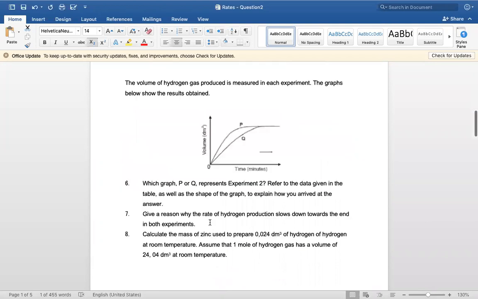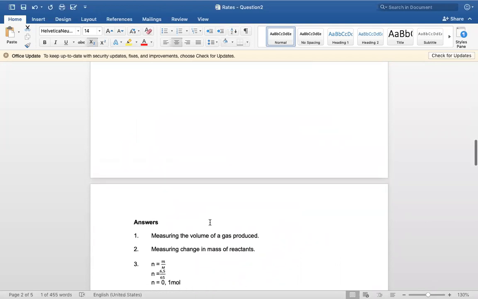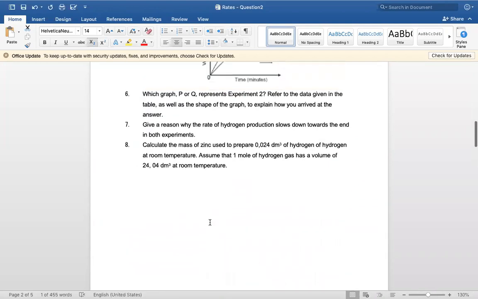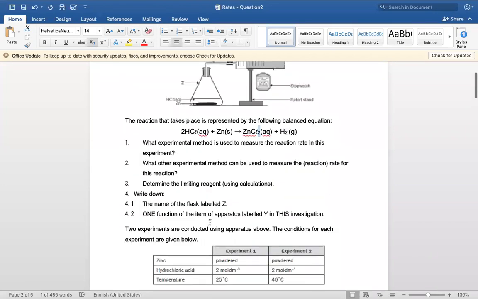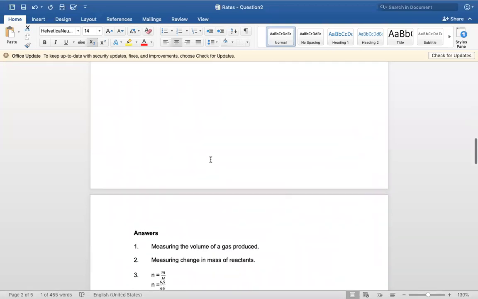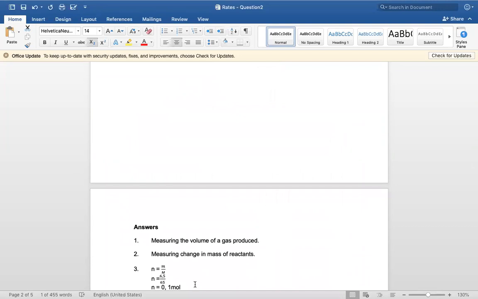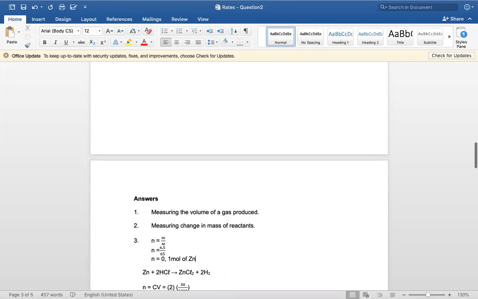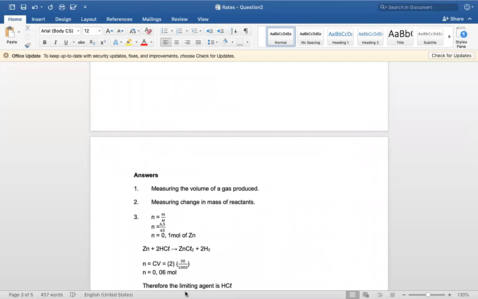Now we know that according to ours, we got 0.1 moles of zinc. So how many moles of hydrochloric acid will there be? 1:2, isn't it? 1 zinc reacts with 2 hydrochloric acid. So we've got 0.1 mole of zinc, which means that we'll have 0.2 moles of hydrochloric acid. 2 moles of hydrochloric acid. So that will be 0.1. This is not right. All right, so we've got 0.2 moles of hydrochloric acid.